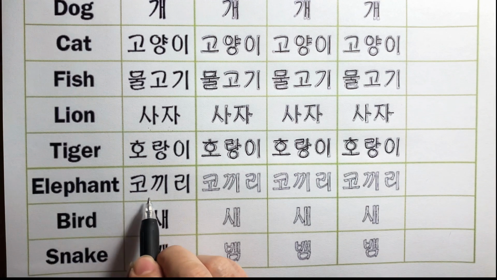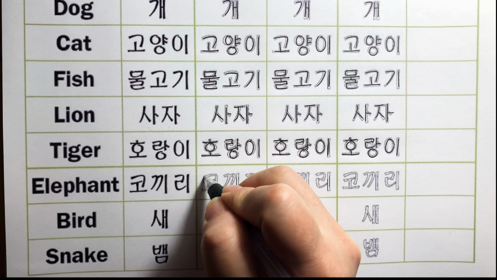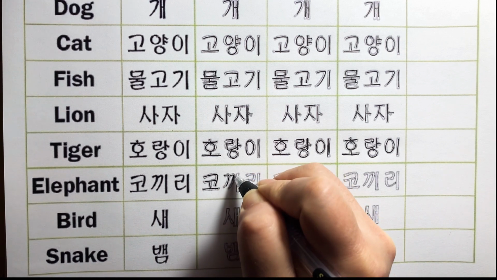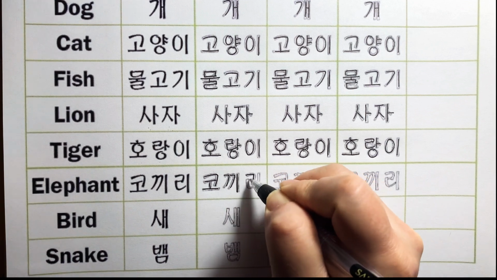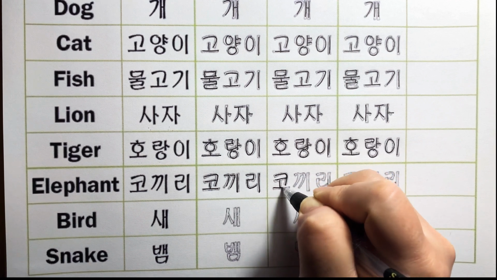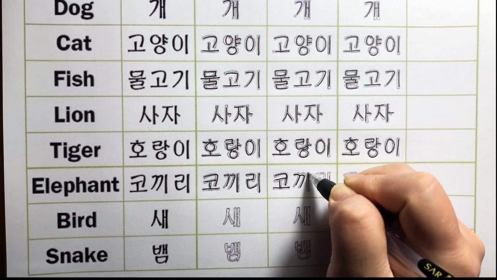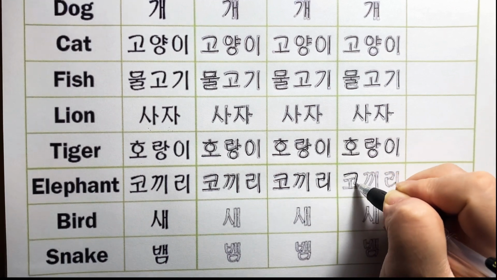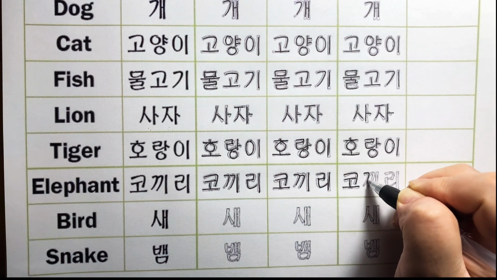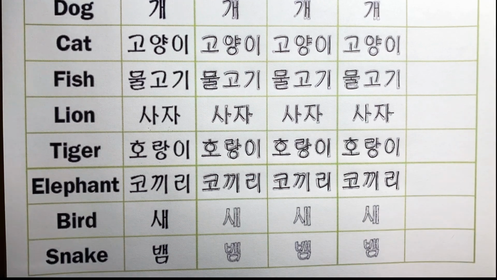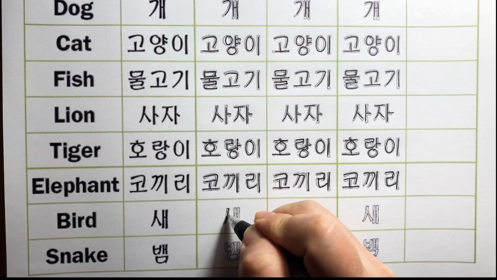코끼리, elephant. 코끼리, 코 means nose. 코끼리. Bird. 새. Bird. 새.